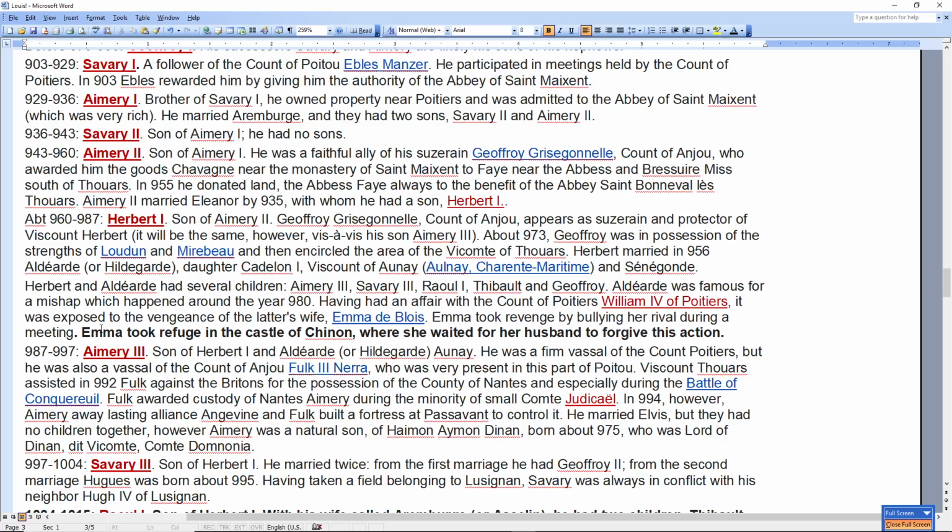I put this in here, I bolded this because it mentioned Chinon Castle. One of the wives of Herbert I, or something like that, had an affair, and she hid out in Chinon Castle.